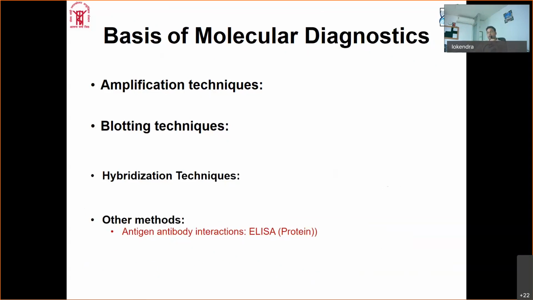So the basis of molecular diagnostics can be classified in various ways, but to me the easiest way is to classify it in different ways. One way is based on the techniques. So one is the amplification techniques, in which we have PCR-based methods. So PCR, the normal polymerase chain reaction.